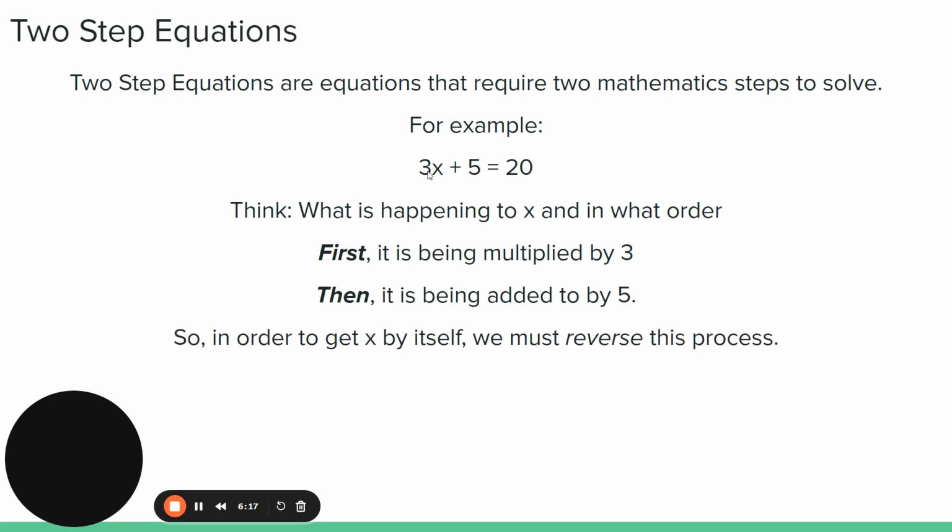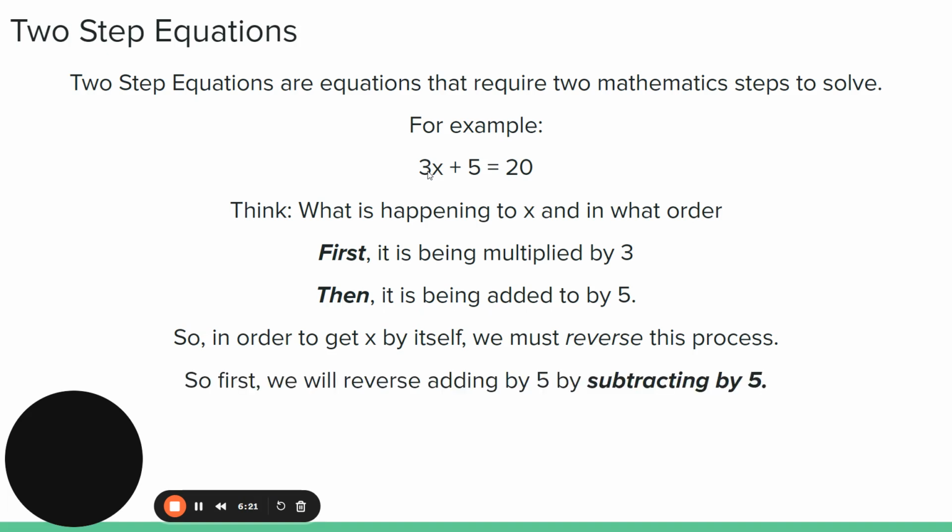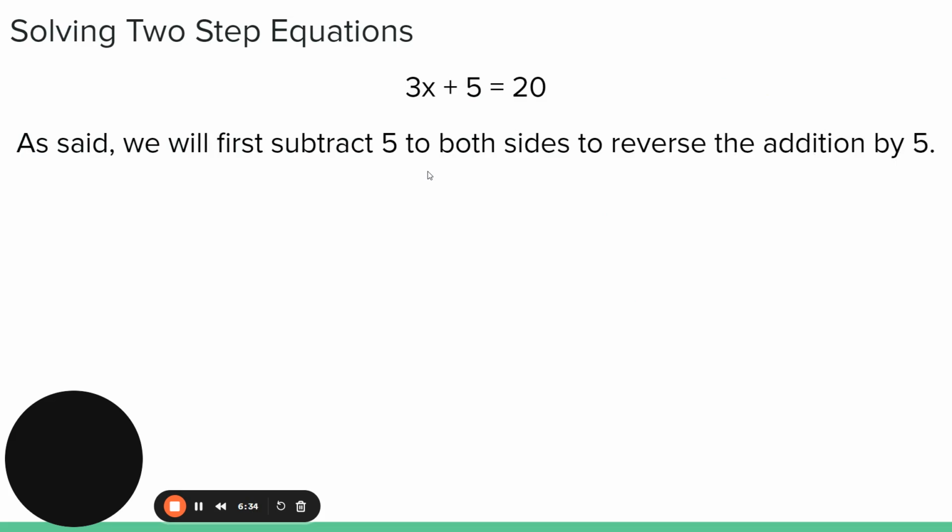So in order to get x by itself, we have to reverse the process. So the first step is we'll reverse adding by 5 by subtracting by 5. Then we will reverse multiplying by dividing by 3. So this is how it would look. As said, we'll first subtract 5 from both sides to reverse the addition by 5. 3x plus 5 minus 5 equals 20 minus 5, which leaves us with 3x equals 15.